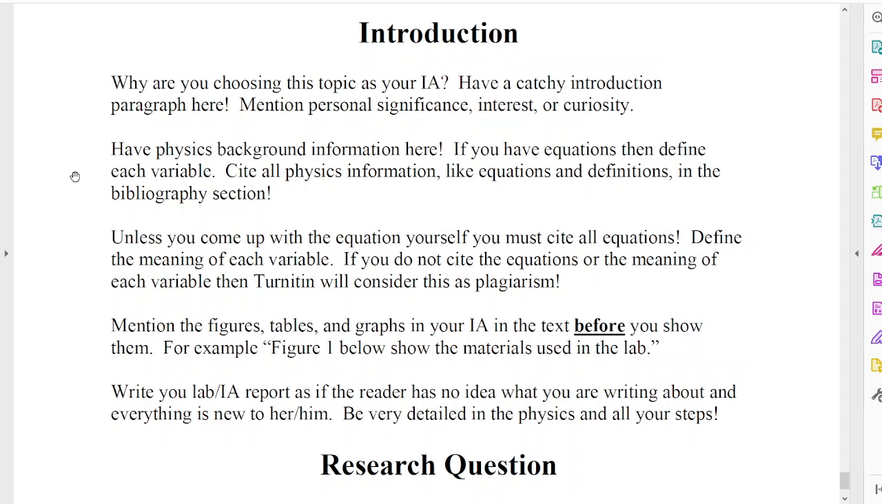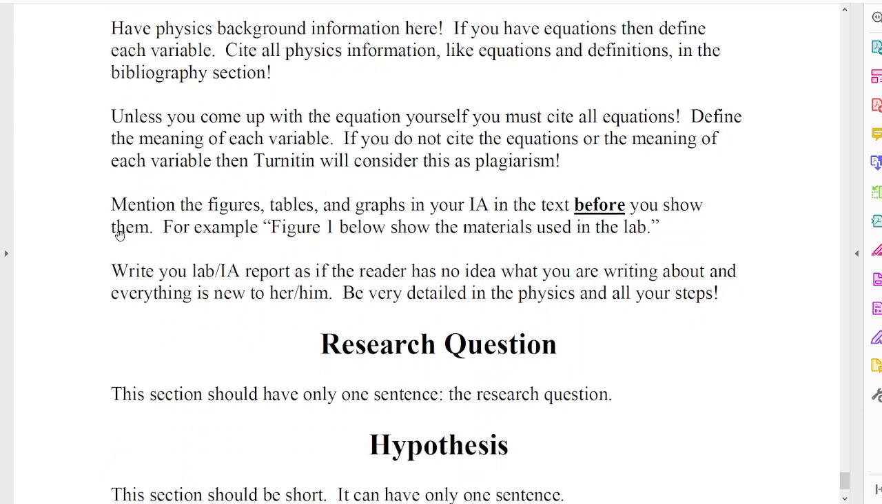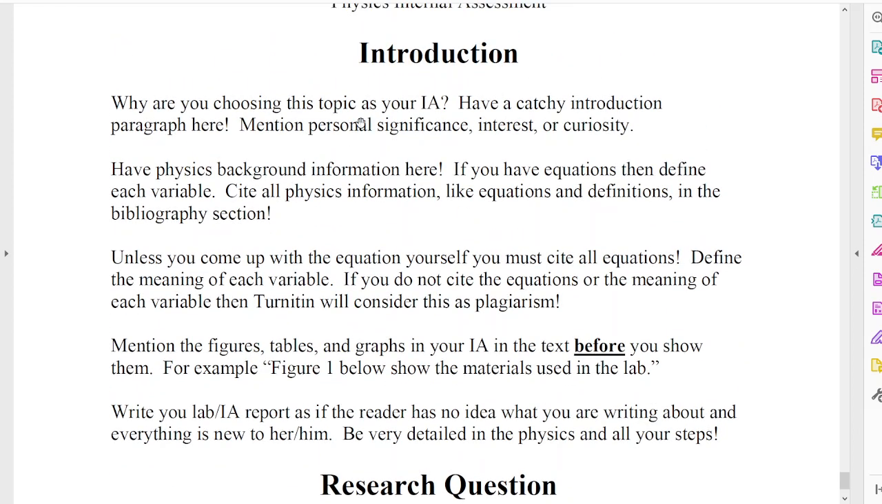Write your lab/IA report as if the reader has no idea what you are writing about and everything is new to her or him. Be very detailed in the physics and all your steps. So not everybody knows what you're writing about. Please do mention as much physics as possible. Don't say, well, everybody knows that. Well, I thought you knew that. You're going to lose a lot of points.